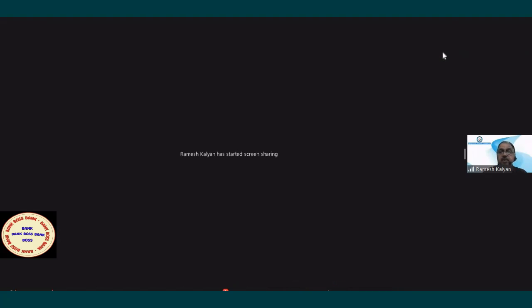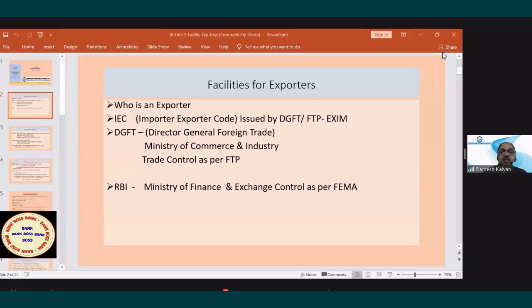Now, a very, very important topic: facilities for the importers and exporters. Definitely, we can expect some more questions on it. Who is an exporter? In the morning I have discussed, an exporter is nothing but just a seller. He is only a seller, but whatever he is selling, those goods are crossing Indian borders. He is selling across the country, that is why he is exporting. And he has got so many formalities to comply with.